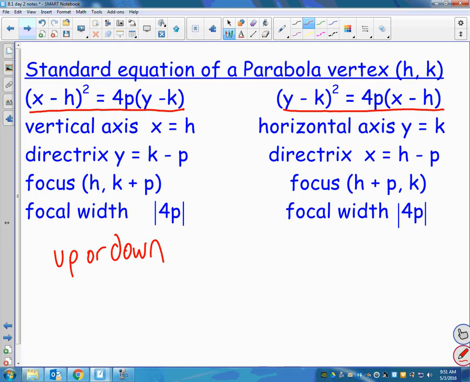Same thing on this side. When y is squared and x isn't, all we've done is put in the vertex (h, k), just like the center of a circle. And again, we've just moved the focus P units left or right. We've moved the directrix P units the opposite way. Your focal width is still 4P.